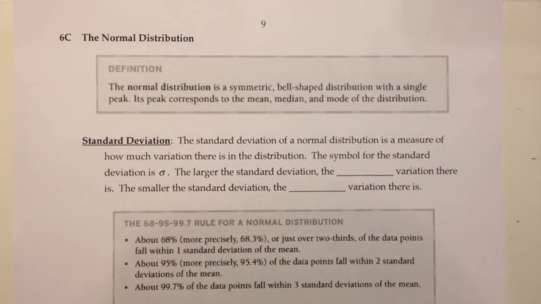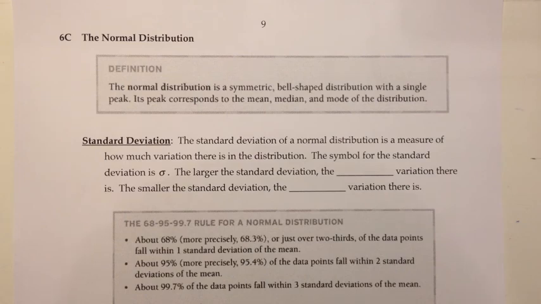Section 6C, the normal distribution. In Section 6A, we introduced the shapes of several different types of distributions, and one of those was the bell-shaped distribution. In a statistics class, it's more common to refer to the bell-shaped distribution as a normal distribution.